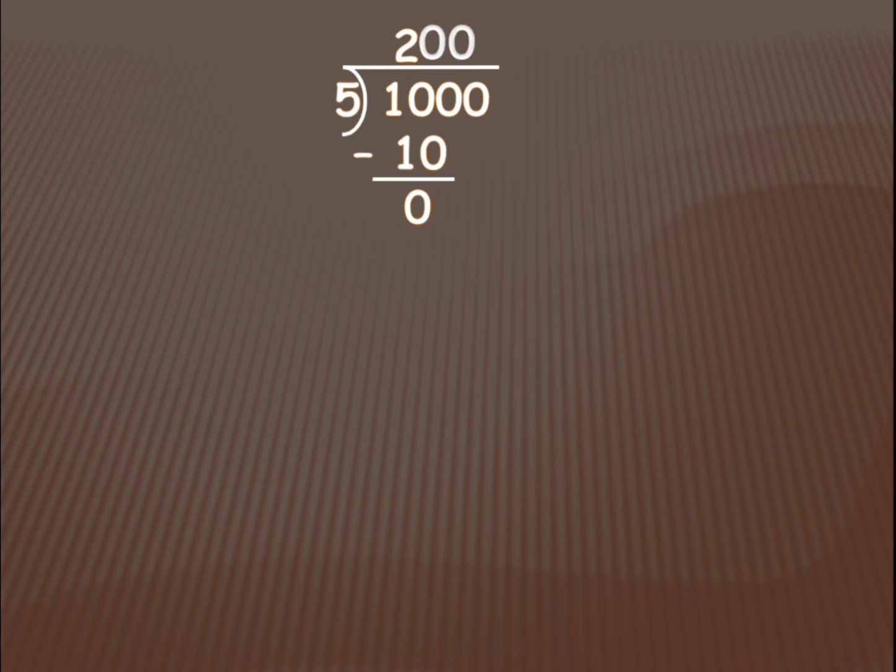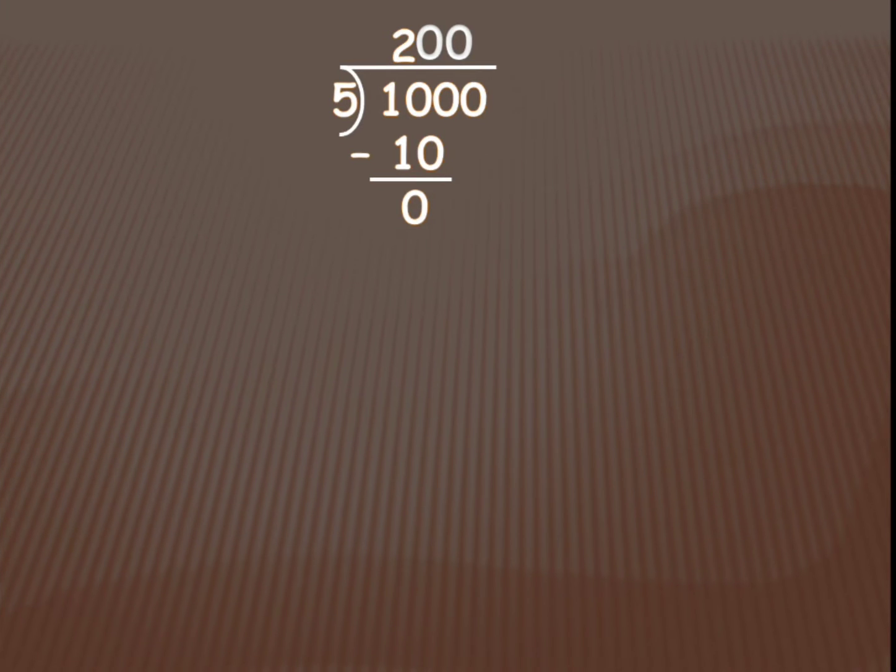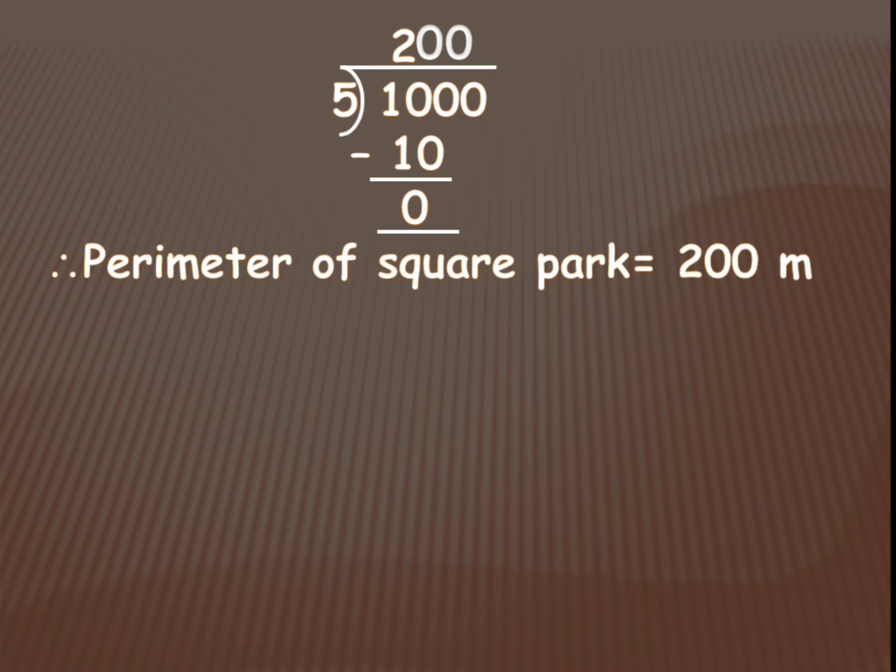Okay, so 5 200s are 1000. So for one round, how much distance is covering? That is 200 meters. That means the perimeter of a square park is 200 meters. Now what is the formula for the perimeter of a square? 4 into side, isn't it?